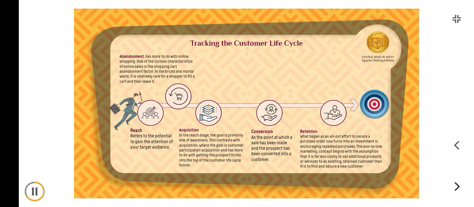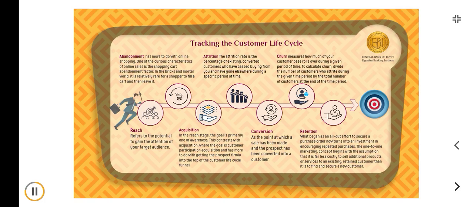The attrition rate is the percentage of existing converted customers who have ceased buying from you and have gone elsewhere during a specific period of time, regardless of the reason. The churn measures how much of your customer base rolls over during a given period of time. In order to calculate the churn, divide the number of customers who attrite during the given time period by the total number of customers at the end of the time period.